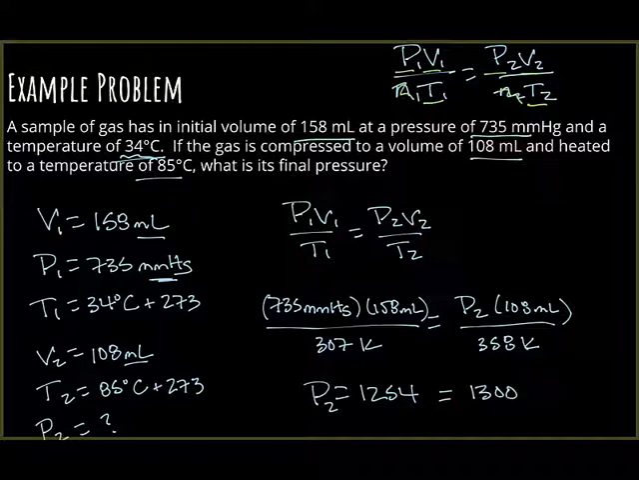Unit for that, we would go back and look and see what our original pressure unit is. So we would use millimeters of mercury. So 1,300 mmHg.